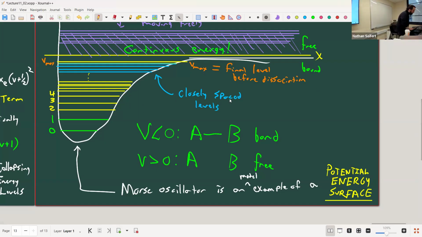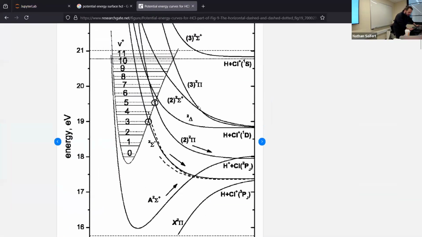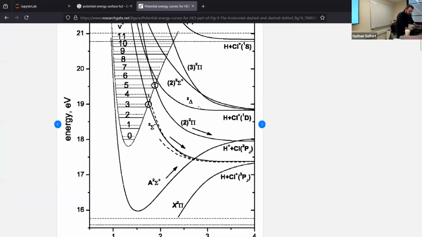So people study these potential energy surfaces for all sorts of stuff. Molecules, reactions, very, very common. So here's a somewhat complicated picture. We don't really have to know everything that's going on in here. But these are different potential energy surfaces for HCl.